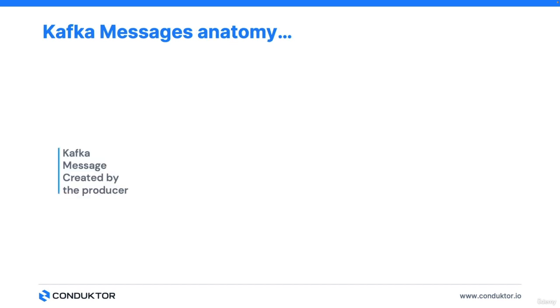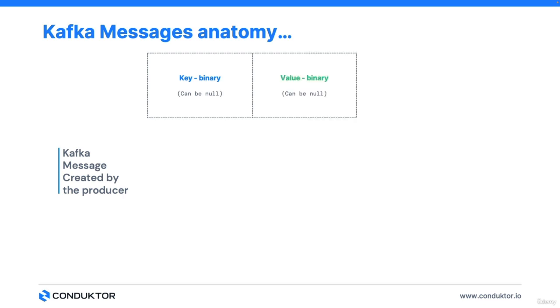So the key is part of a Kafka message. Here is what a Kafka message looks like when it's created by the producer. We have the key, which can be null, as we've seen, and it's in binary format. Then we have the value, which is your message content. It can be null as well, but usually is not, and it contains the value of your message.